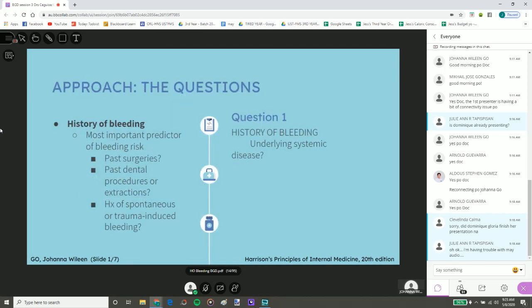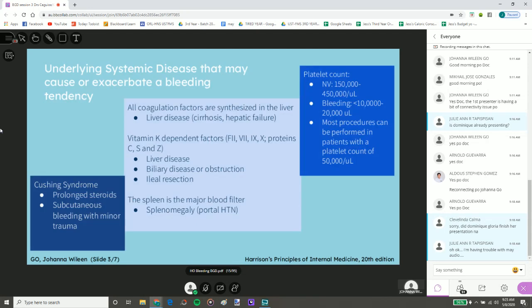Another question we need to ask in the context of bleeding history would be the presence of underlying systemic disease. So for example, if the patient has a history of prolonged steroid intake, we look for possible stigmata of Cushing syndrome, so things like abdominal striae or a dorsal fat pad. And in this context, we can also ask the patient for a history of subcutaneous bleeding with minor trauma, because we know that underlying systemic diseases may either cause or exacerbate a pre-existing bleeding tendency.